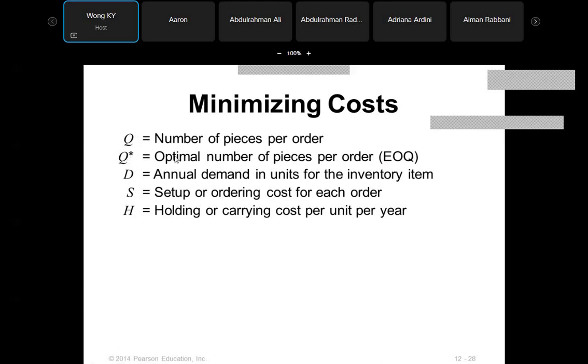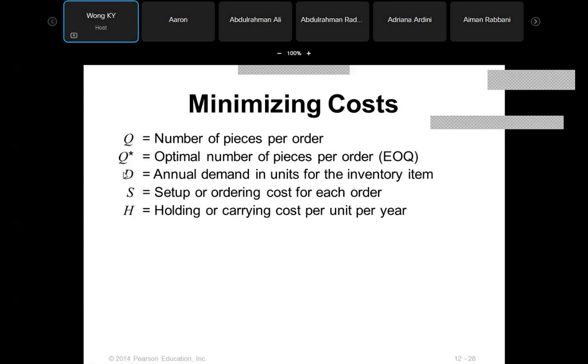Q star is the optimum order quantity. It's the optimum number of pieces per order. In other words, it's the EOQ value, the economic order quantity value. So every time we order, what is the optimum number of quantities? That is Q star.